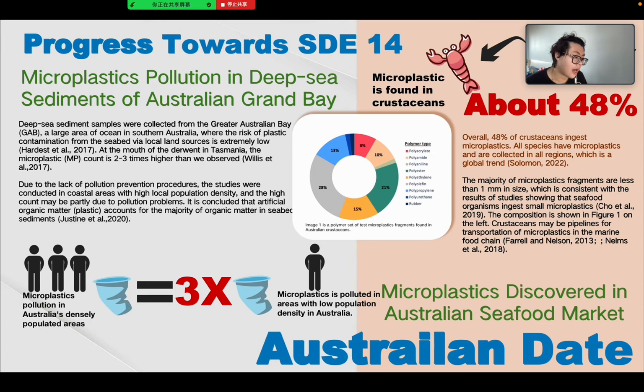On the left is an article about microplastic pollution in deep sea sediment of the Australian Great Bight. It concludes that artificial organic matter accounts for the majority of organic matter in seabed sediment. On the right is an article about microplastic discovered in Australian seafood. Overall, 48 percent of crustaceans contained microplastic. All species have microplastic and are collected in all regions, which is a global trend.